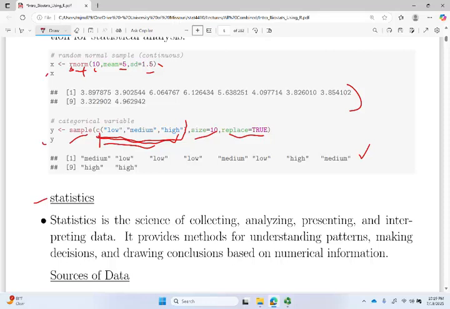Now, statistics is the science of collecting, analyzing, presenting, and interpreting data. And it basically allows us to make inferences towards the population. That's the ultimate goal. Now, a statistic in general is defined as a characteristic about your sample.